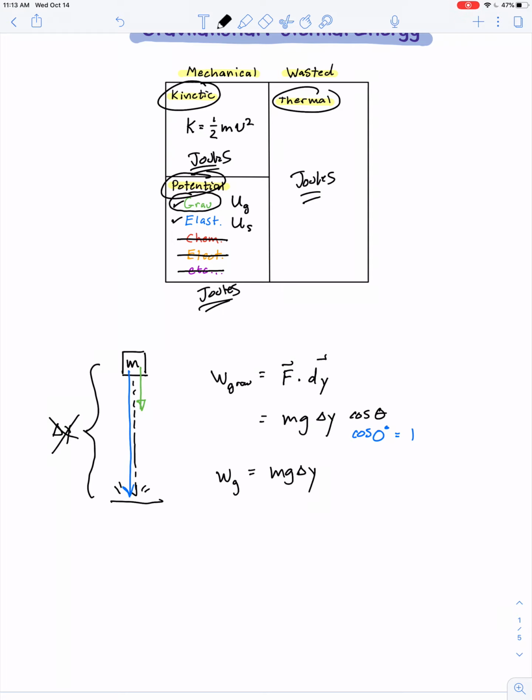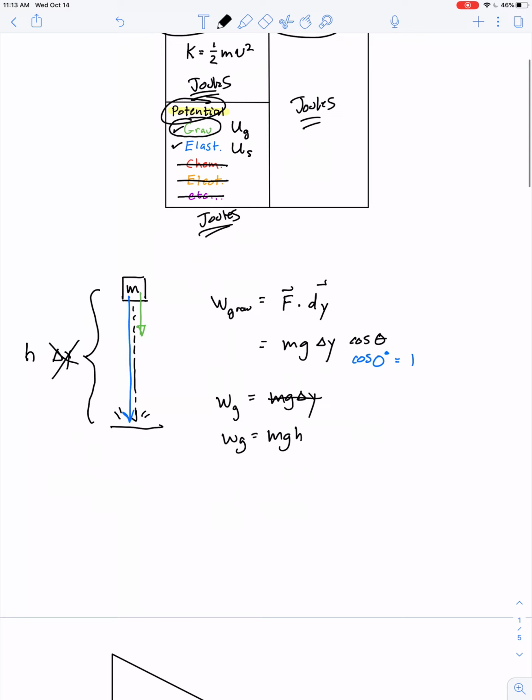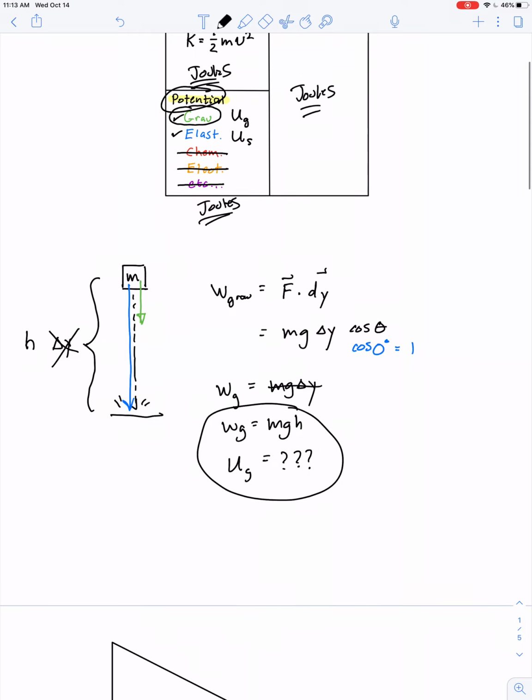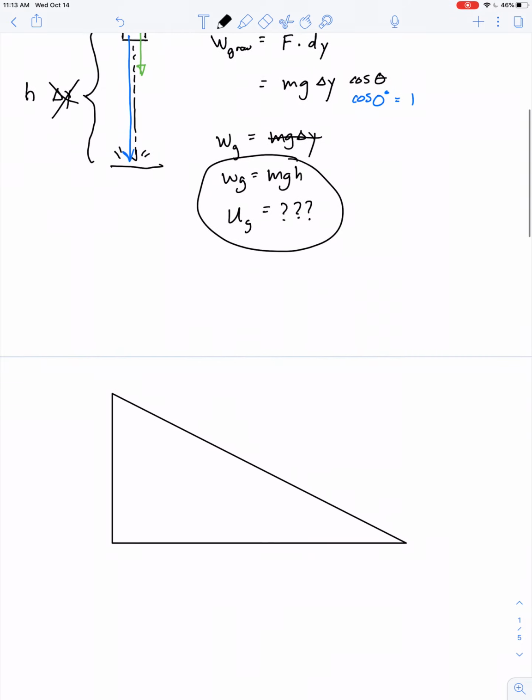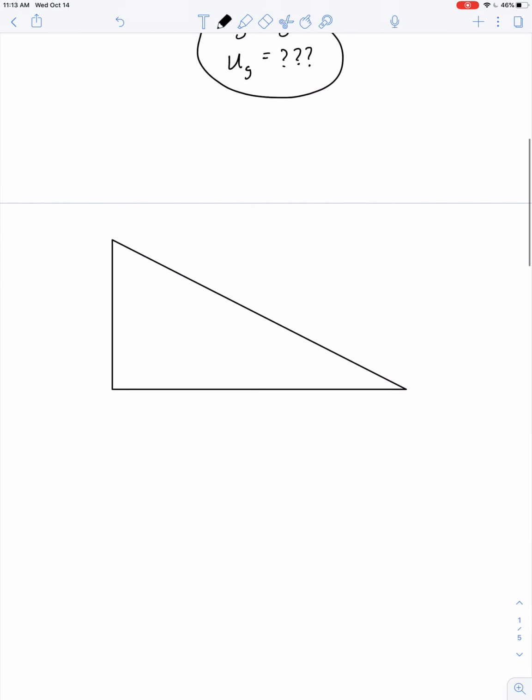In most cases, we'll rename delta y as h. After all, it represents some height, a vertical displacement. So the work done by gravity, we can say, is mgh. Okay, so what is the gravitational potential energy? Let's come back to that. I want to consider the amount of work that's done by gravity in this case.